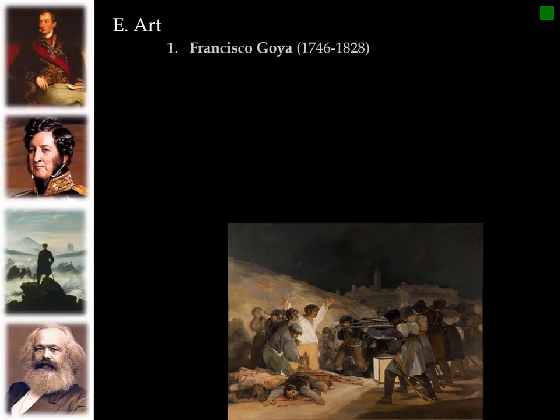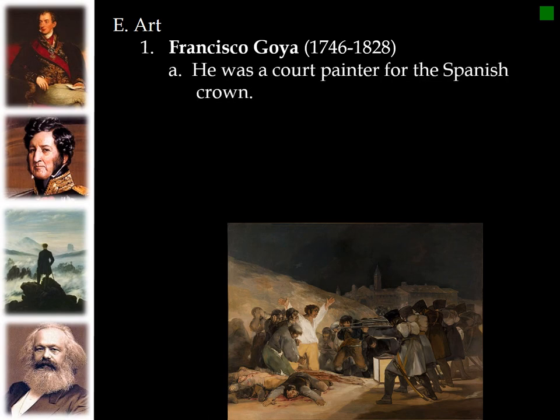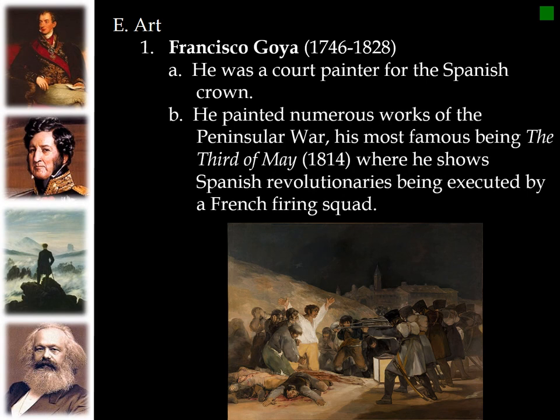What about romanticism in art? One of the most famous romantic artists from Spain is Francisco Goya, 1746 to 1828. He was a court painter for the Spanish crown. He painted numerous works of the Peninsular War during the Napoleonic era, his most famous being the 3rd of May, 1814, where he shows Spanish revolutionaries being executed by a French firing squad.